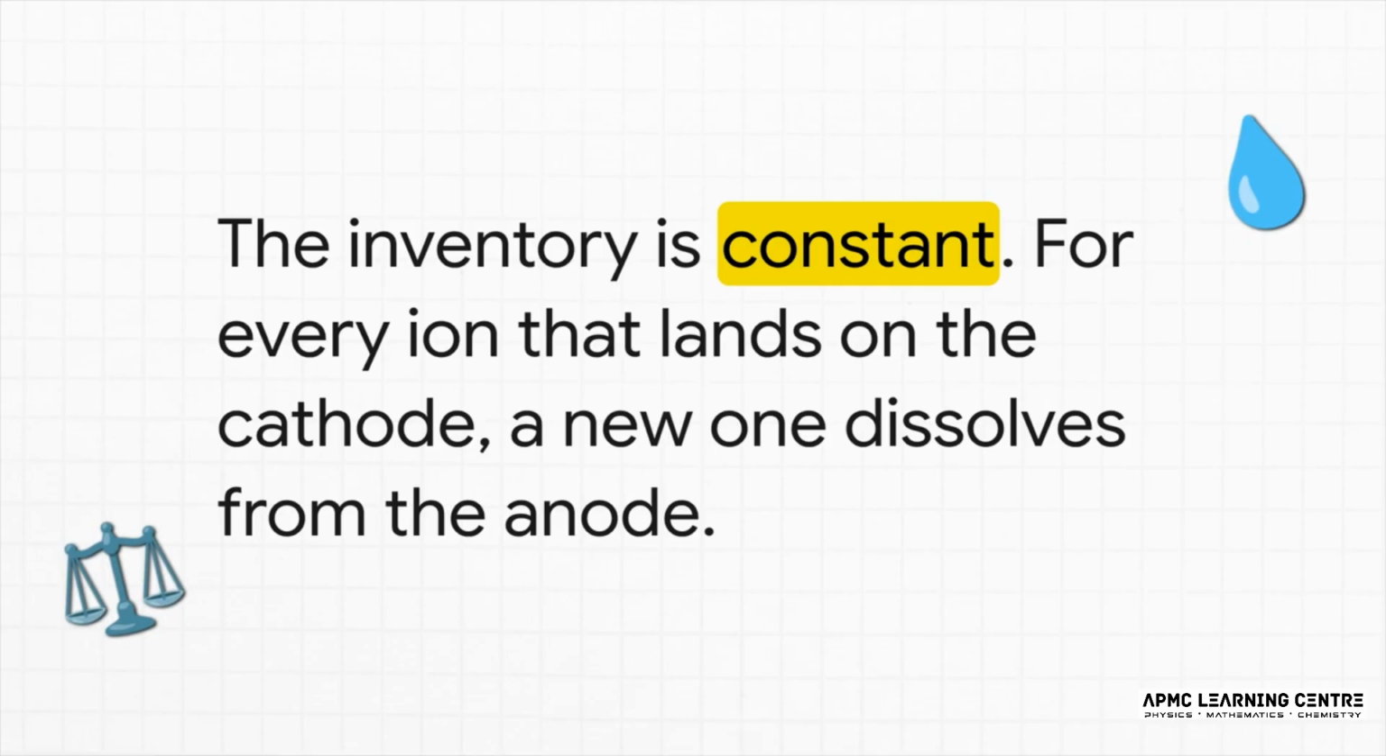It's because our little marketplace is perfectly balanced. The rate of selling is the exact same as the rate of buying. For every single copper ion like Chip that leaves the solution at the cathode, a brand new one dissolves from the anode to take its place. The inventory of ions in the solution stays perfectly constant, so the blue color never changes.